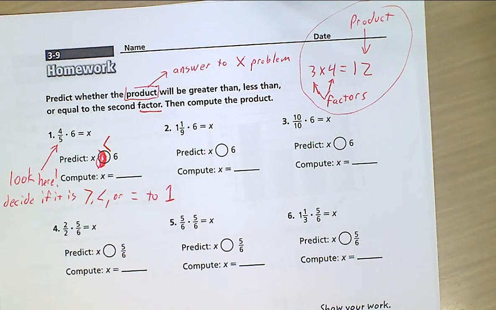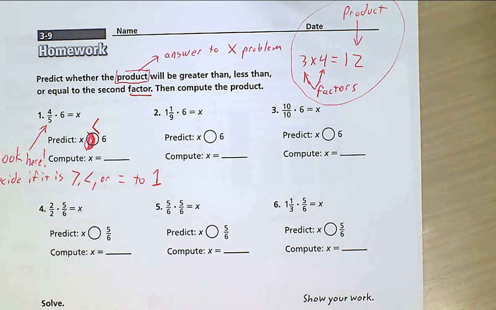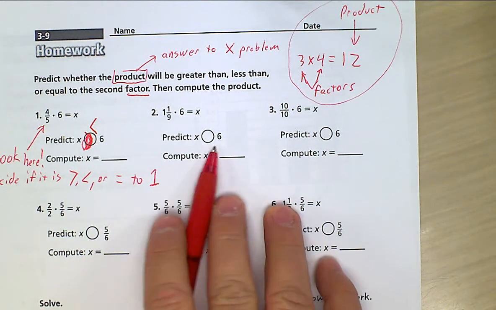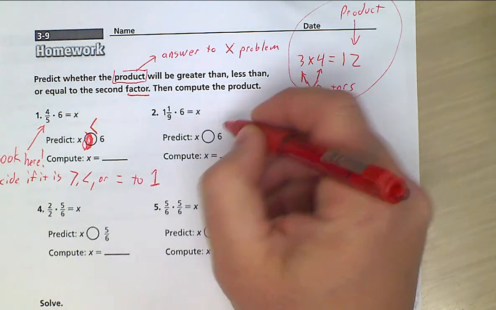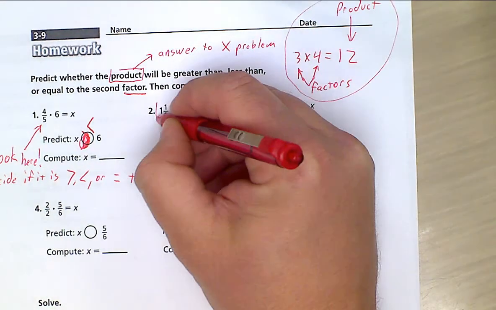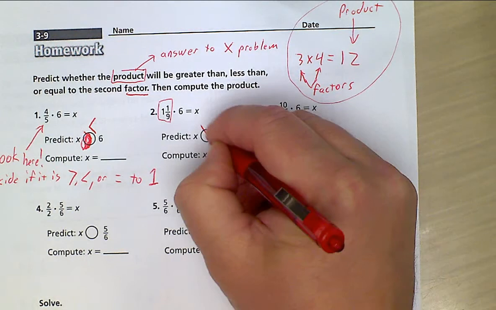Well, let's take a look at the second one here. Number 2. We're only doing the predictions first, and then we're going to solve these in a minute. Okay? So, for number 2, it says predict x is greater than, less than, or equal to 6. Again, we look at what? The other number, right? It's comparing it to 6. Let's look at the other number. Is that greater than 1, less than 1, or equal to 1? Greater than 1. That is greater than 1. So now we say x is greater. Just like that.